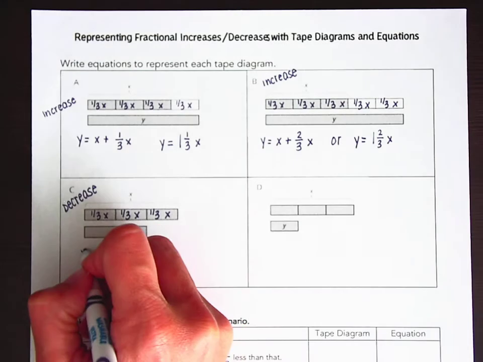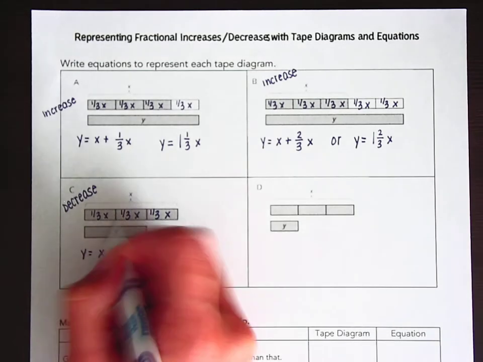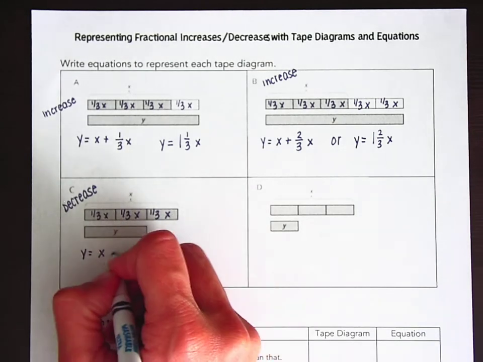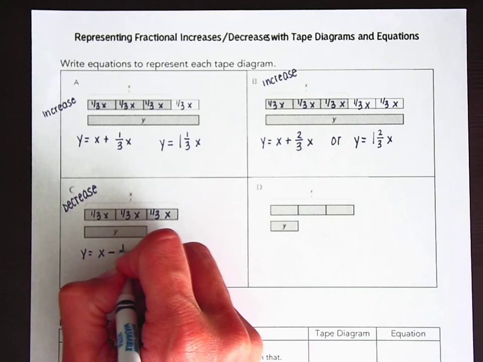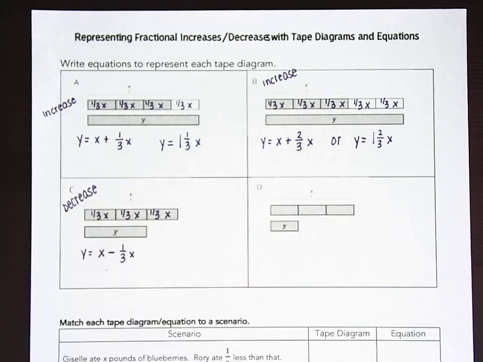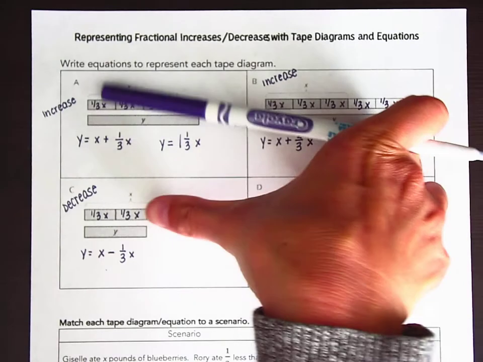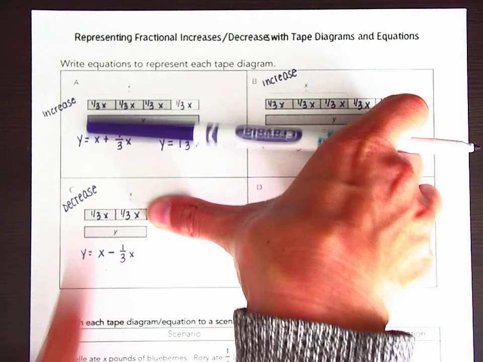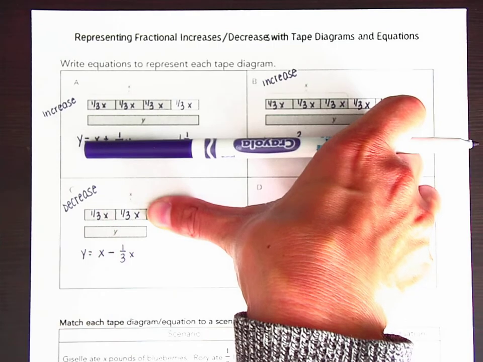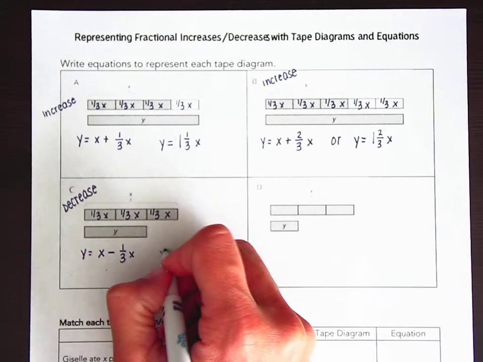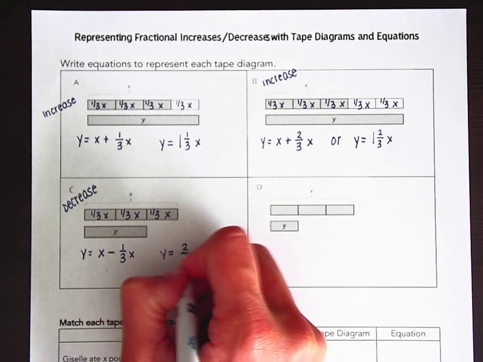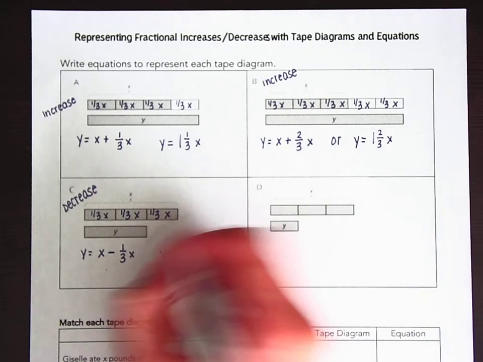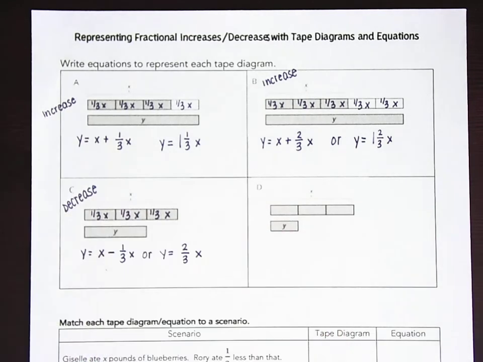So y is equal to our x that we're starting with, and then we're taking away or subtracting 1/3 of x. When we take away or subtract 1/3 of x, we can see that there are 2/3 of x left, or y is the same as 2/3 of x. So both equations will represent this situation.